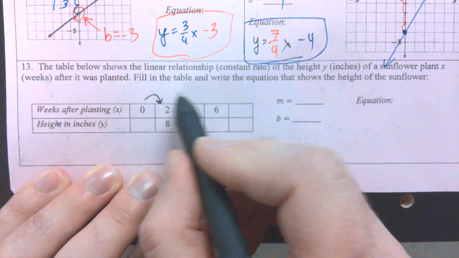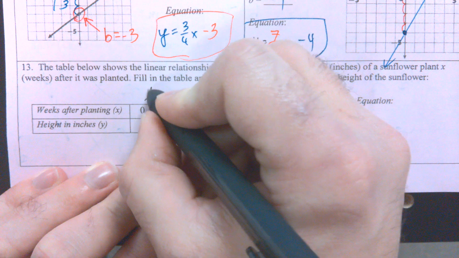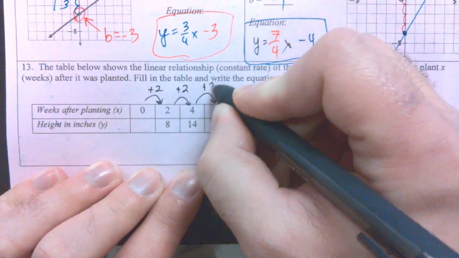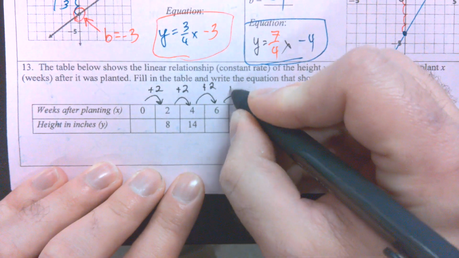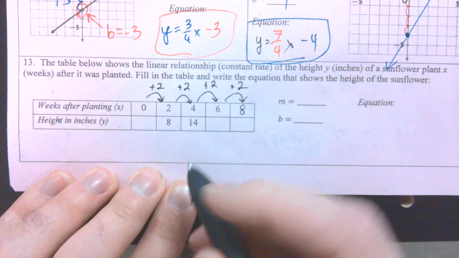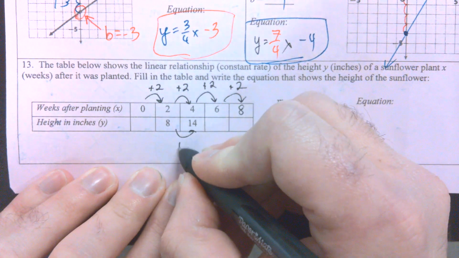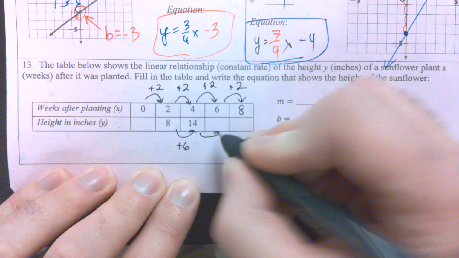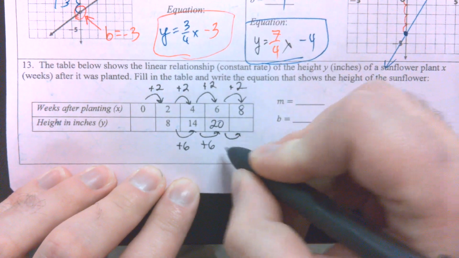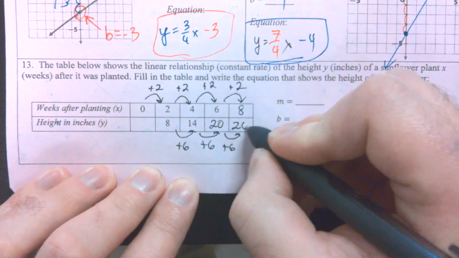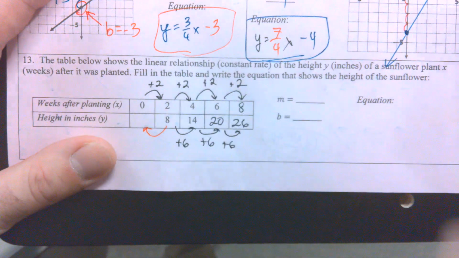So what's my change in x on the top from 0 to 2, 2 to 4, and 4 to 6? Plus 2, plus 2, plus 2. What's my next number of weeks? 8, because we're just plus 2. Change in y on the bottom. How do we get from 8 to 14? Adding 6. So what's my next y value? 20. And my next y value after that? 26.